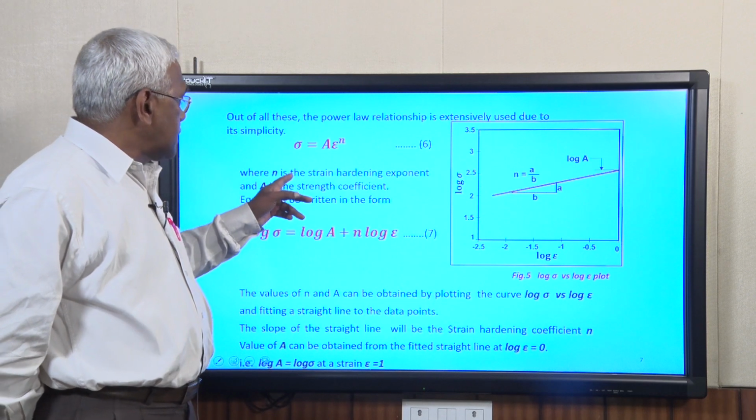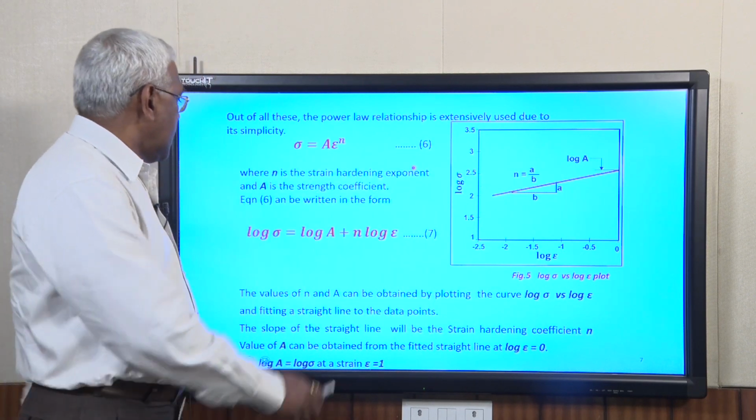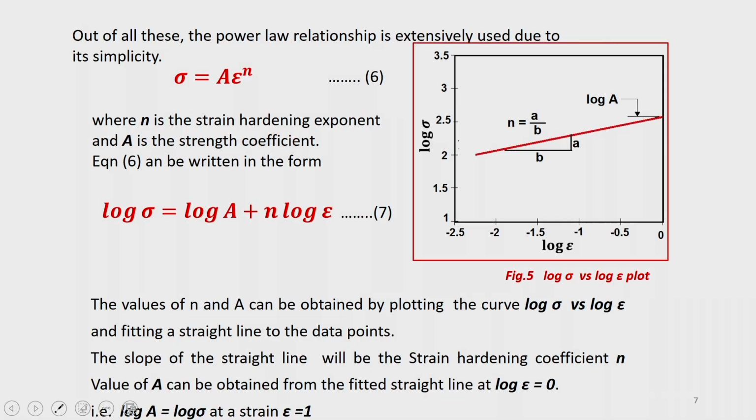So, where n is the strain hardening exponent and A is the strength coefficient of the material. It is basically the strain hardening exponent which decides the flow of the material during the plastic deformation. A, since it is a constant, is normally the initial yield stress or the maximum value.